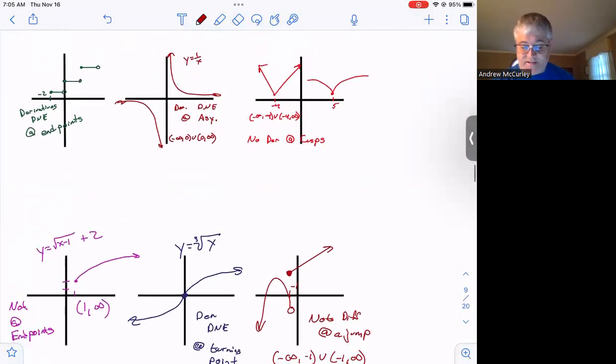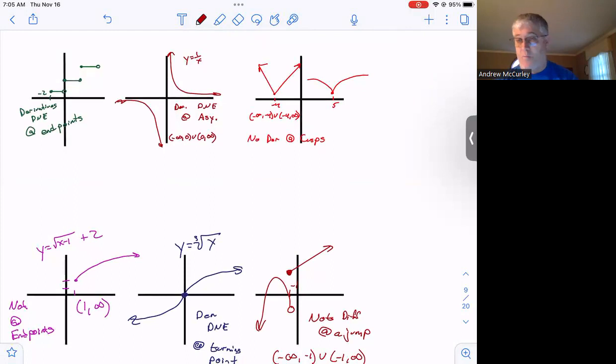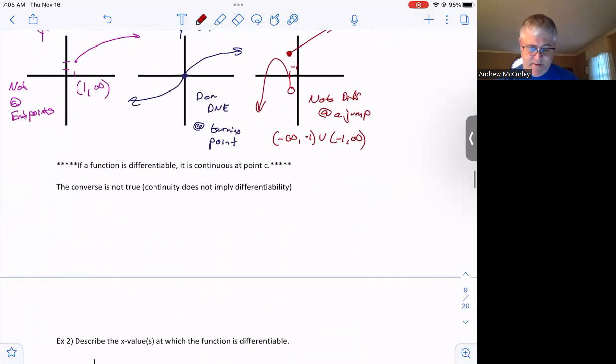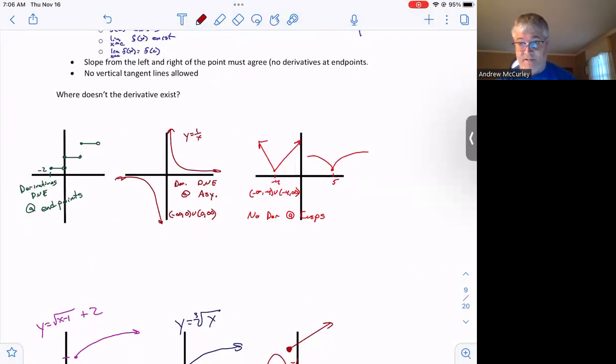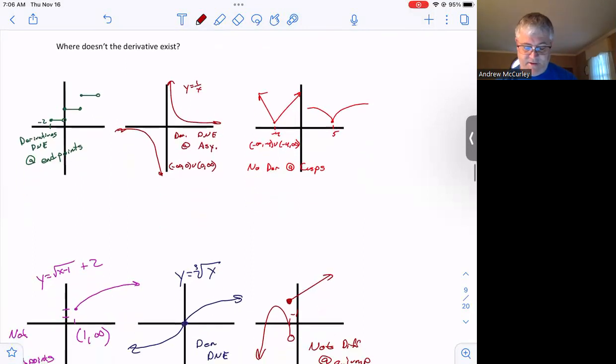What I'll do on a quiz or test, I'll give you a graph and say, hey, where is it differentiable? Where is it not? So if a function is differentiable, that means it's continuous at that point. But just because it's continuous doesn't mean it's differentiable. The one right above, that's continuous, but when it has that turning point, that's no good. When it has a cusp, that's still continuous, but you can't do the derivative there.